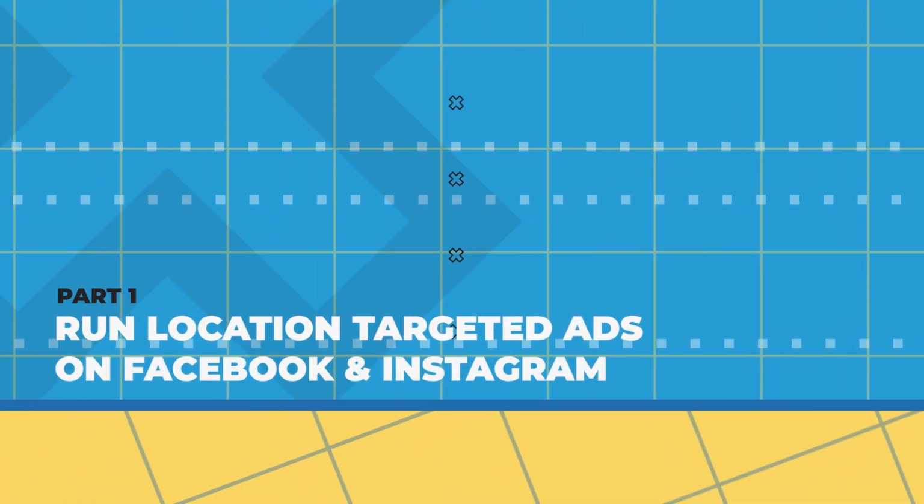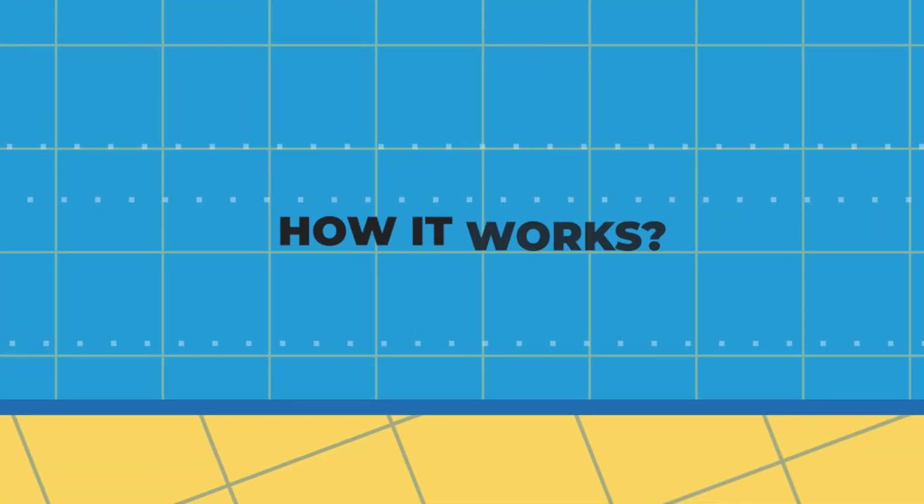Welcome back. We'll start with learning how to run location targeted ads on Facebook and Instagram. Why would we choose this option? Well, because you can reach billions of people this way, that's why. And the majority of people are on Facebook and Instagram, so it's a good place to start if you're a local business. Here's a quick rundown of how it works.